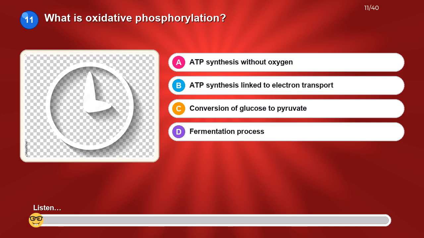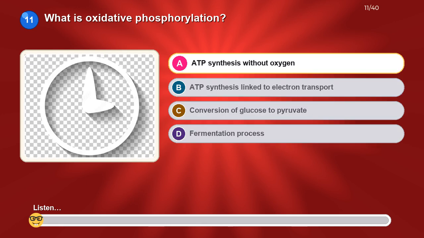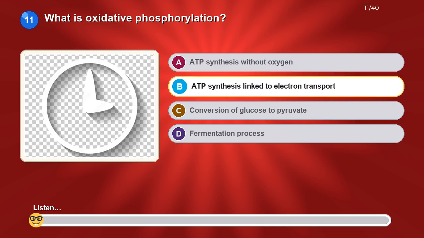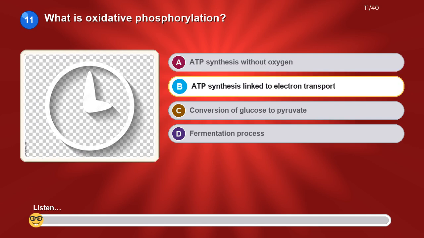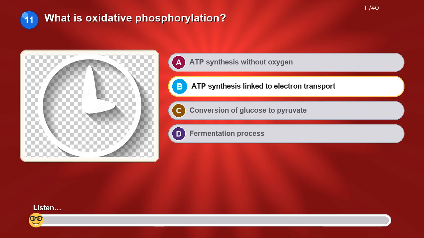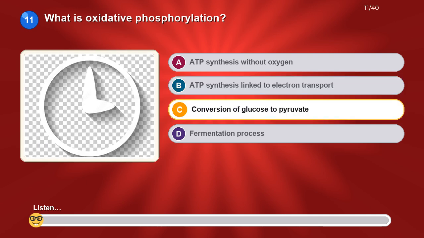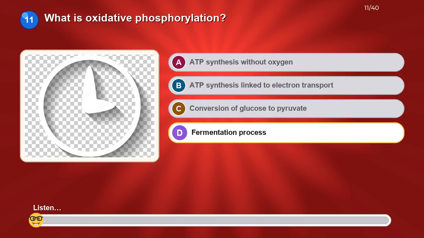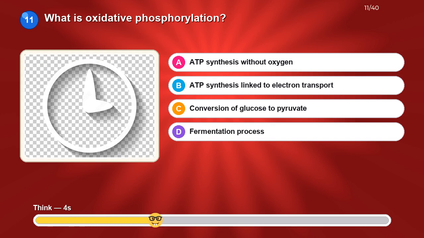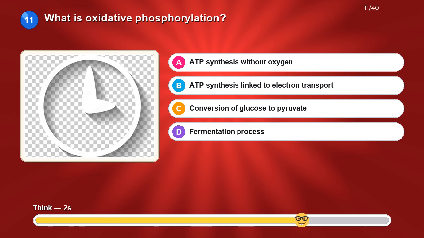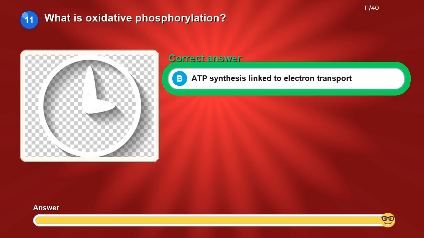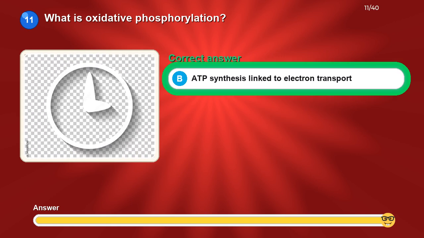What is oxidative phosphorylation? Option A, ATP synthesis without oxygen. Option B, ATP synthesis linked to electron transport. Option C, conversion of glucose to pyruvate. Option D, fermentation process. The correct answer is ATP synthesis linked to electron transport.